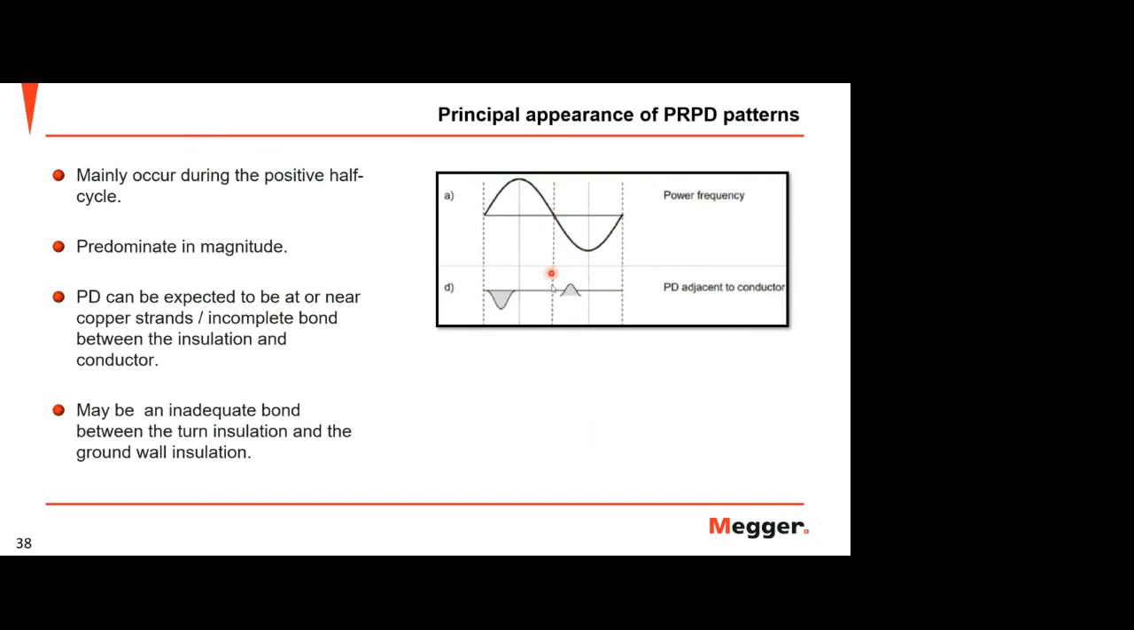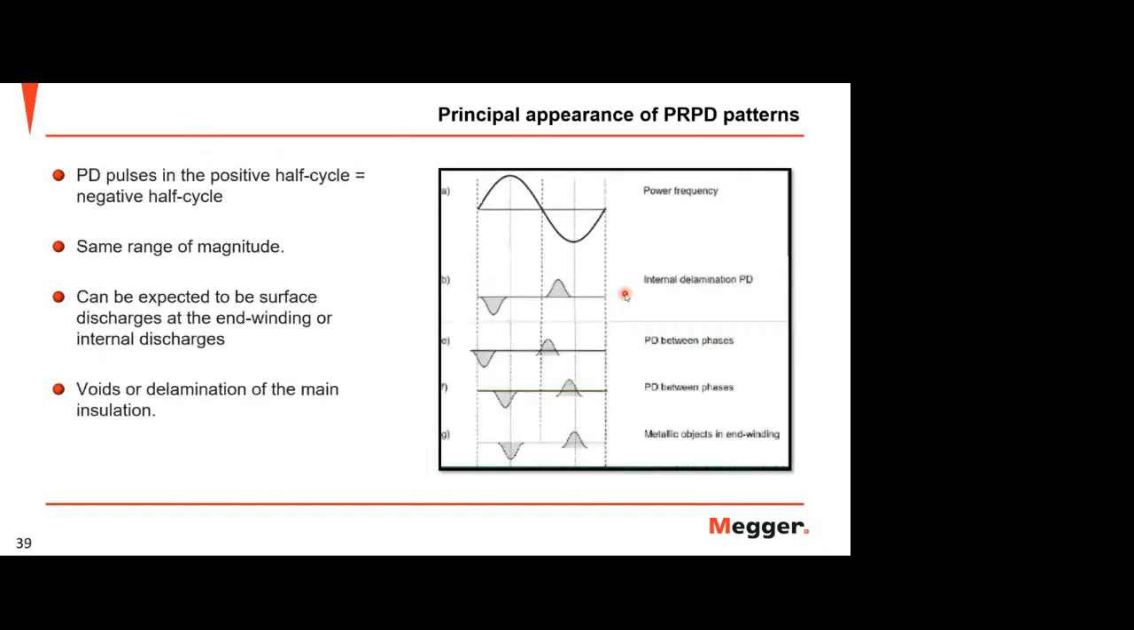So the location: whichever has higher magnitude. If the positive half cycle is higher compared to the negative, it means the source of PD is close to the conductor. But if it is higher in the negative half cycle, it means the PD source is close to the ground insulation wall of the protecting machine. That is in general, but then you also need to define the shape, whether triangle or circle, which can also indicate some PD type like this.